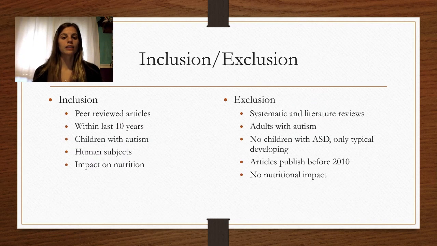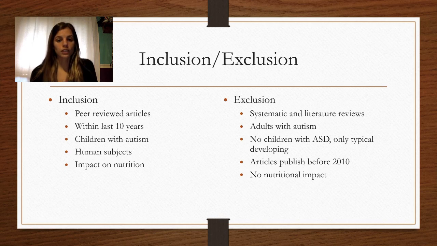Here is the list of my inclusion and exclusion criteria that the articles had to meet. Each article had to be peer-reviewed and had to be from the last 10 years. However, one of my articles is from 2008 because it was a decent article and it still was relatively recent. There also needed to be children with autism as subjects in the article. They needed human subjects and they needed to mention some type of impact on nutrition. This could have been providing actual numbers or just simply mentioning their diet.